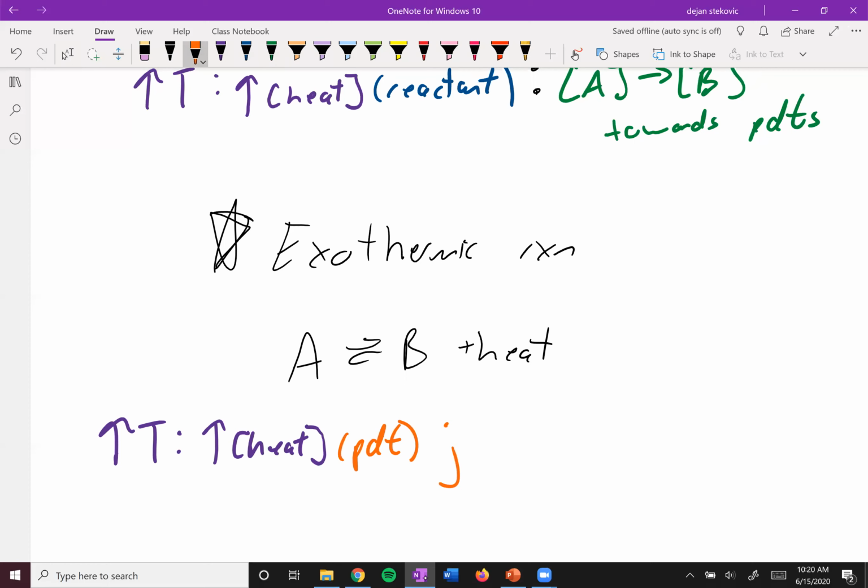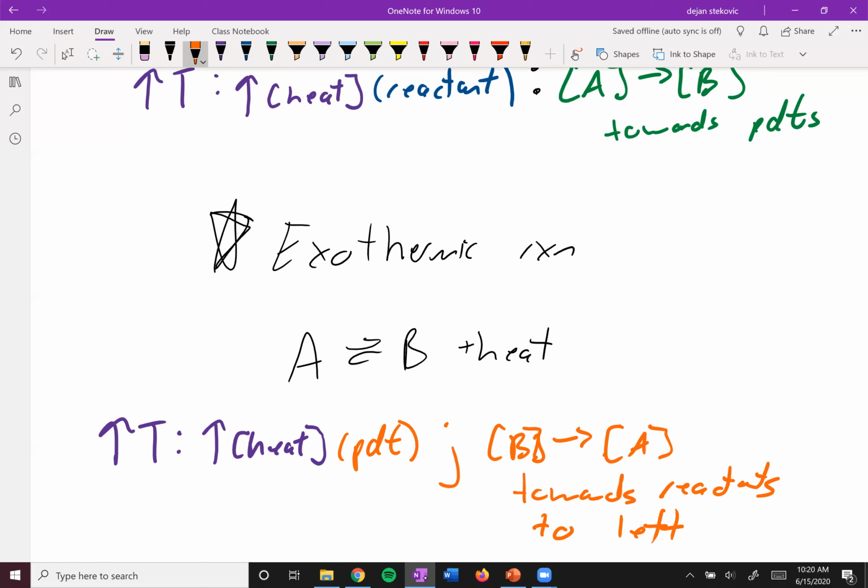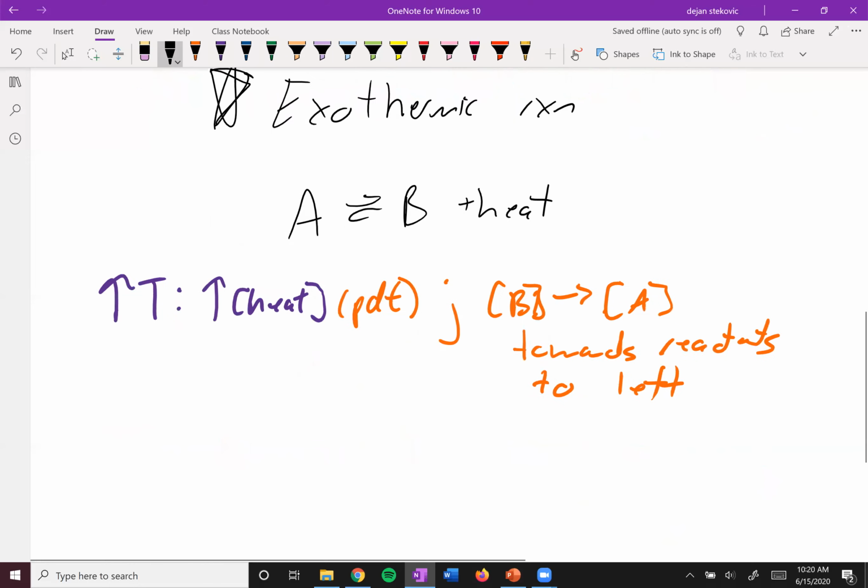And so we're going to shift the other way, right? B is going to turn into A. Or we can say that we're going towards reactants. Or we can say we're going to the left. Whichever way, they all say kind of the same thing. And then you want to kind of think about what happens when you do the opposite. What happens when you decrease temperature, right? You're going to have the opposite occurring.